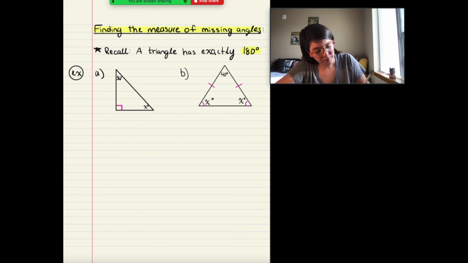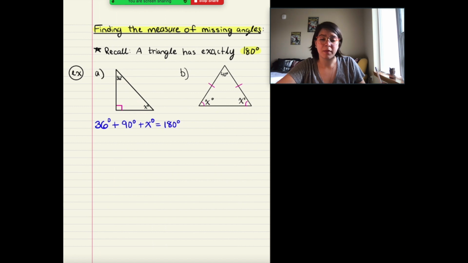So we know that if we add all our angles together, it should give us 180 degrees. So let's add them together. We take 36 degrees plus our right angle, which we know is 90 degrees, plus x. That should all equal 180 degrees. So now all we have to do is simplify and solve for x, just like we did in our first lesson during summer school. So 36 plus 90 is going to be 126 degrees plus x degrees.